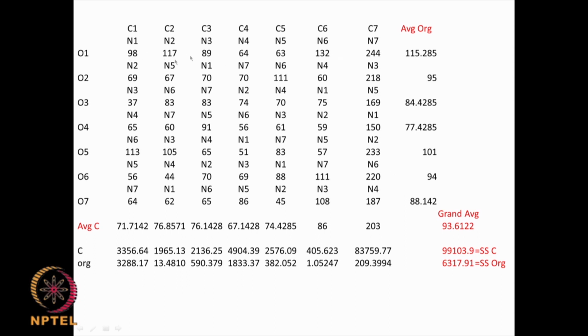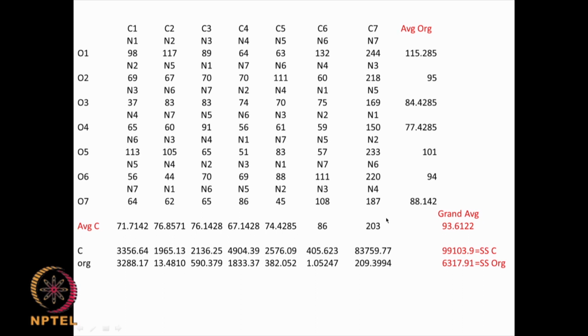So, if you look at the row, you will get an average. This is the average for organism 1, this is the average for organism 2. That means I am adding up all these terms and dividing by 7, and this is for the organism 3. I am adding up all these dividing by 7, adding up all these dividing by 7. Okay, you got the hang of it. Now, for carbon I have to just add up the columns and divide by 7. So, this is the average for carbon 1, this is the average for carbon 2, this is the average for carbon 3, 4, 5 and 6, and 7.